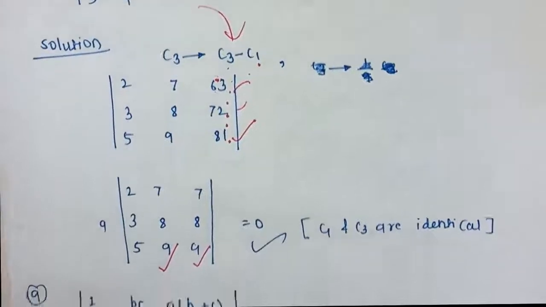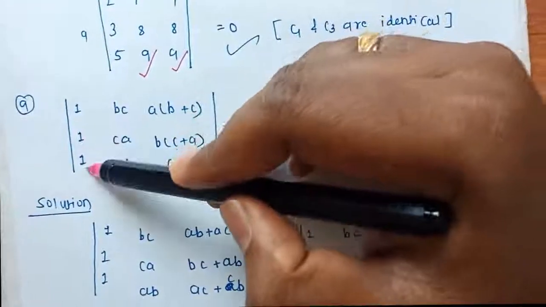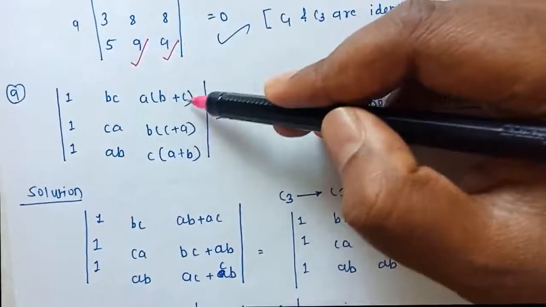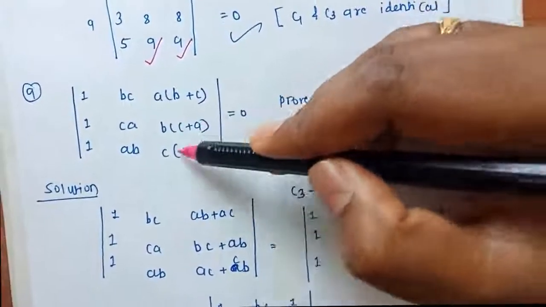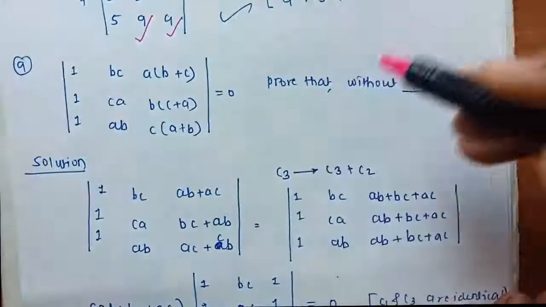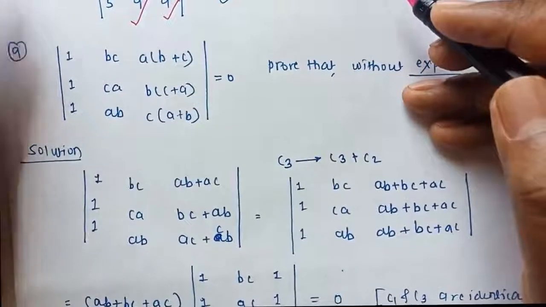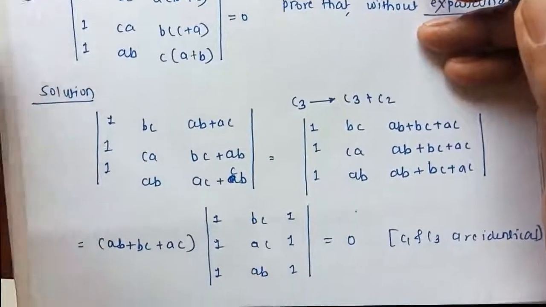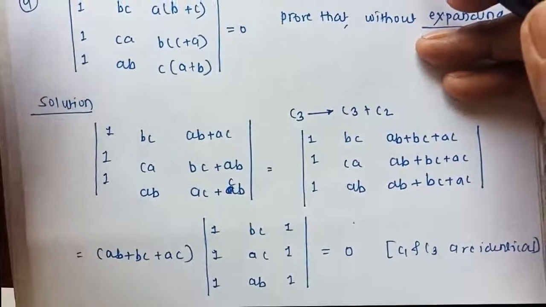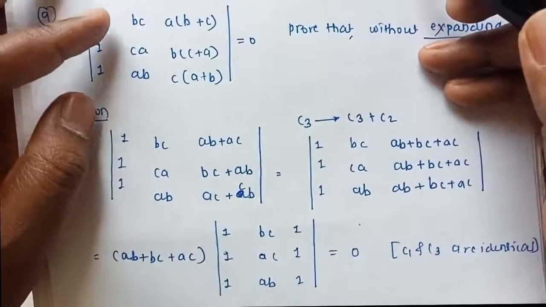Now the next problem they have given is a similar problem. The first column is 1, 1, 1, the second column is BC, CA and AB, and the third column is A bracket of B plus C, B bracket of C plus A, C bracket of A plus B, and it is equal to 0. Prove that, but we don't want to expand it. We have to use the properties of determinant and then solve it. In the previous sum we used the property that if any two columns or two rows of a determinant are identical, then directly the answer is equal to 0.